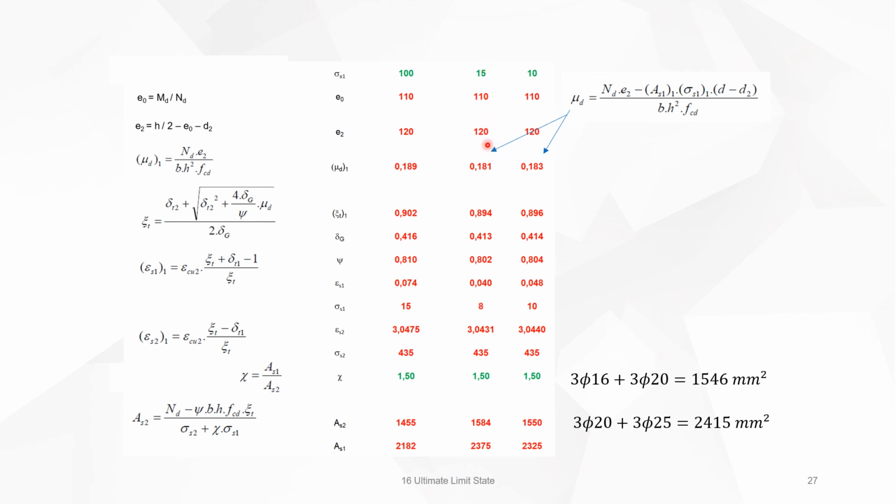So we start with 15, we have now 8. Now we start with 10, we do the calculation again, and this is right. The iteration is okay. So you will see now that for AS2, we can apply 3 diameters 16 and 3 diameters 20. Then we have 1546 square millimeters. Okay, that's close enough. And for the tension reinforcement, 3 diameters 20 and 3 diameters 25.